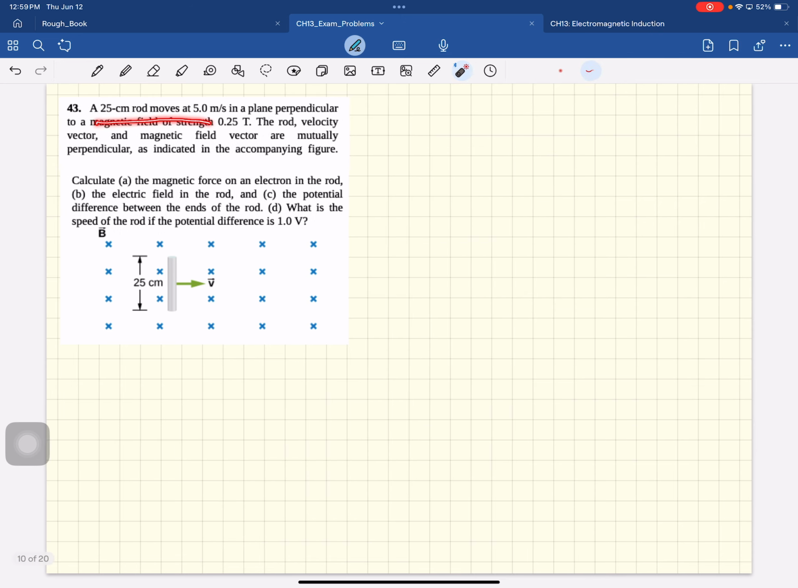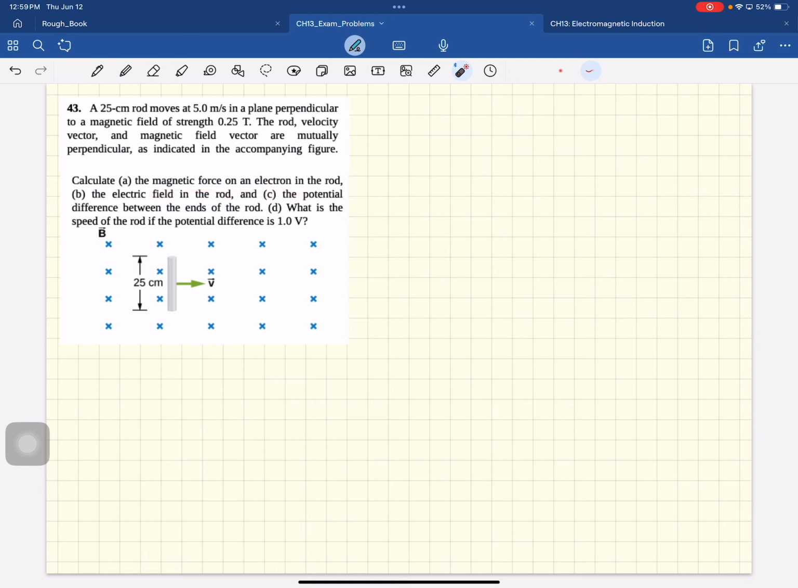A 25 centimeter rod moves at 5 meters per second in a plane perpendicular to the magnetic field of 0.25 Tesla. The rod velocity vector and the magnetic field vectors are mutually perpendicular. Okay, so the rod is moving perpendicular to the field. Calculate the magnetic force on the electrons in the rod.